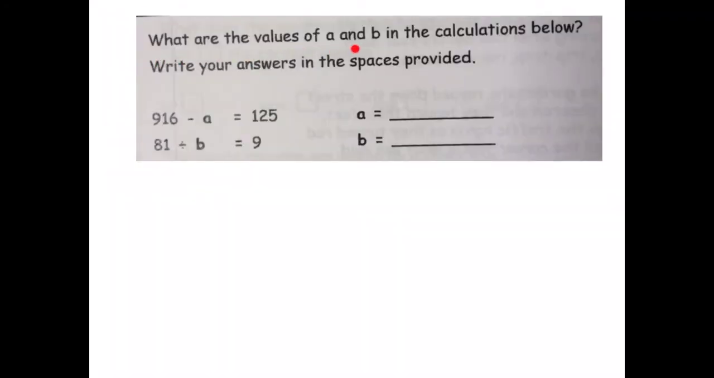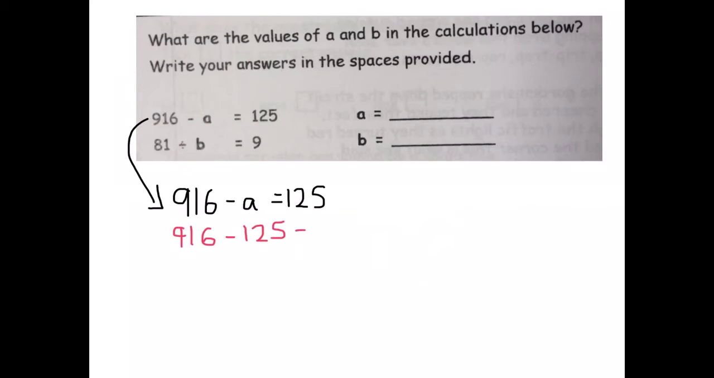What are the values of A and B in the calculations below? So the first one, to find A, 916 take away A equals 125. So again, remembering back to our little rhyme, missing number in the middle, do a subtraction after a fiddle. So 916 take away A equals 125. So I've got to fiddle around with my numbers and it will result in a subtraction sum. So 916 take away 125 will equal A. So I can write out my vertical sum.